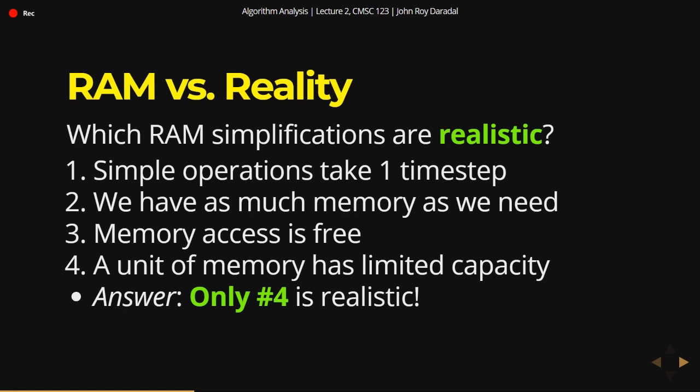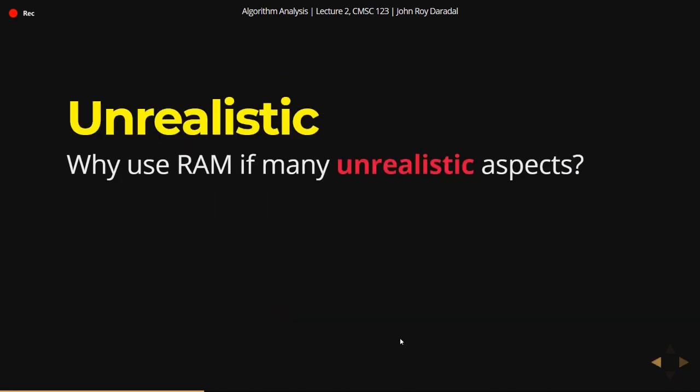The simplifications 1 to 3 are not really realistic. Simple operations like arithmetic do not take one time step. Division will take longer than that. We don't have as much memory as we need because our memory is finite or limited. And memory access is not free because it also takes time to store and get data from memory. So there are a lot of unrealistic simplifications in the RAM.